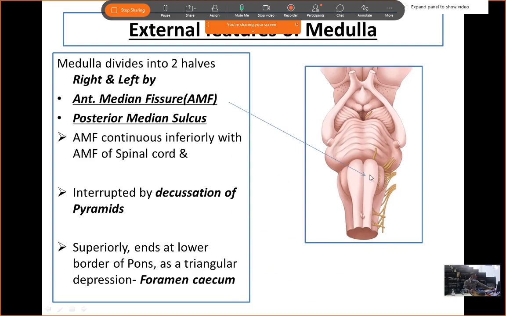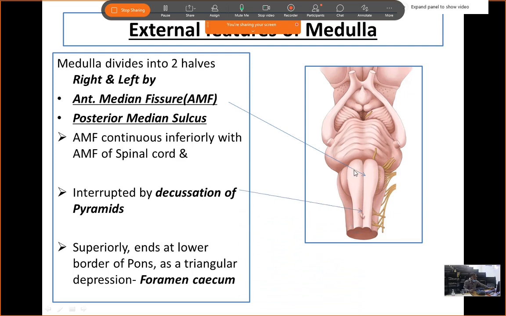The anterior median fissure and posterior median sulcus divide the whole medulla oblongata into two parts, the right half and the left half. Then in the lower part, the anterior median fissure is actually obliterated by the decussation of the pyramids, or pyramidal decussation.